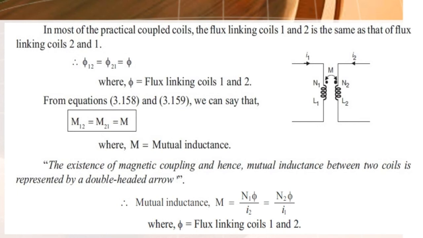In most practical coupled coils, the flux linking coil 1 and 2 is the same as the flux linking coil 2 and 1. So we can consider phi 12 is equal to phi 21 is equal to phi. So we get M12 is equal to M21 equal to M. In the circuit diagram, the existence of magnetic coupling is represented by mutual inductance, which is drawn using a double-headed arrow.